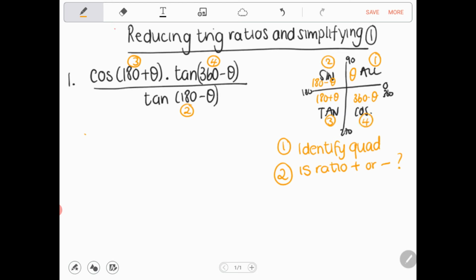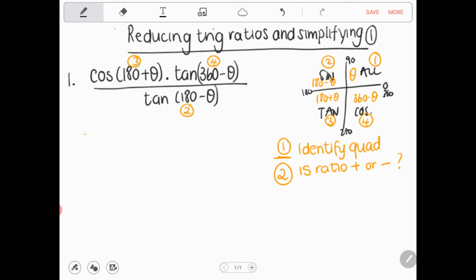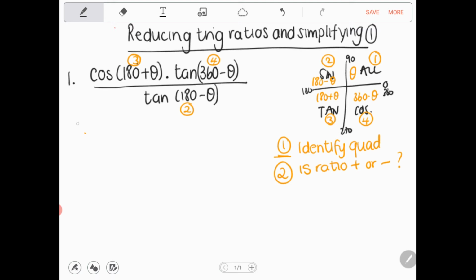Okay, so we've identified the quadrant, step 1, and now we're going to ask ourselves, is my ratio positive or negative? So let's check. Cos in the third quadrant, well, in the third quadrant tan is positive, which means that cos is negative, so we write negative cos, and we reduce this to our acute angle of theta.